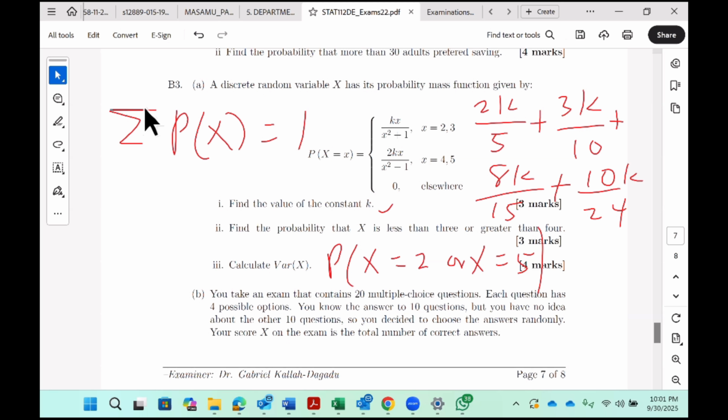Since we know K, we can easily calculate the expected value of X and the expected value of X squared, and that'll give us the variance. How can we do that?